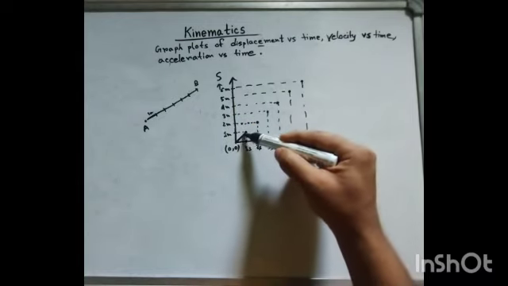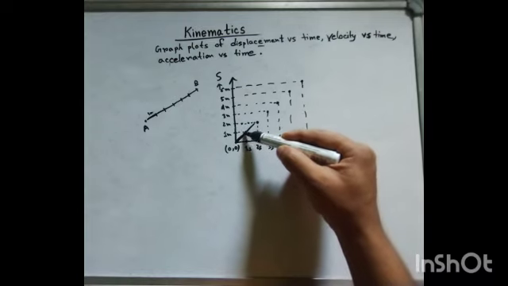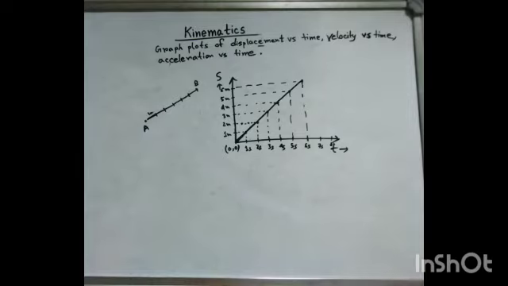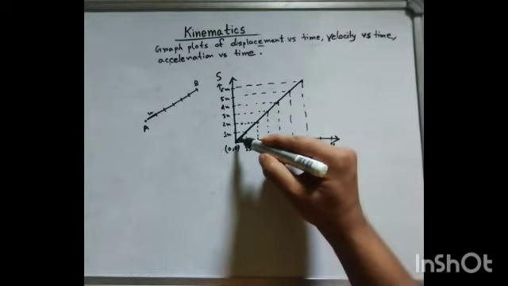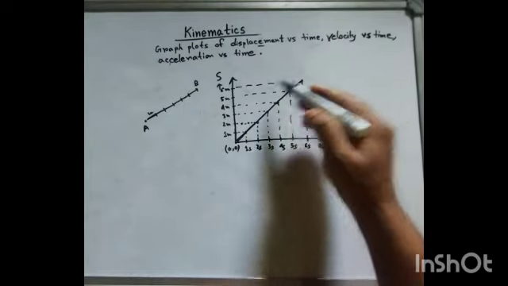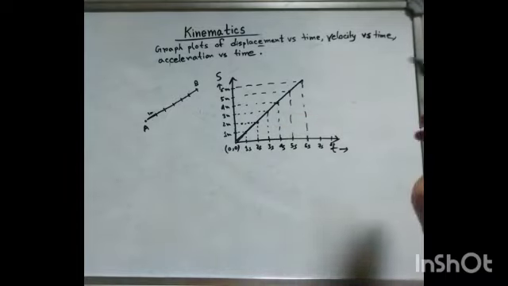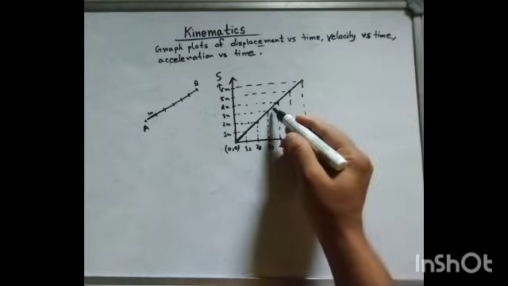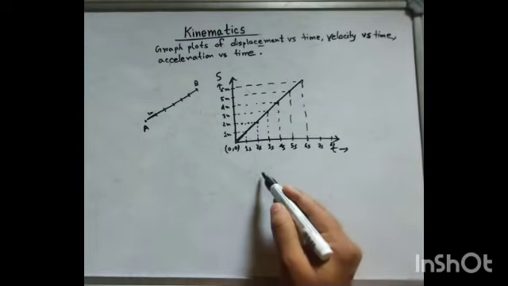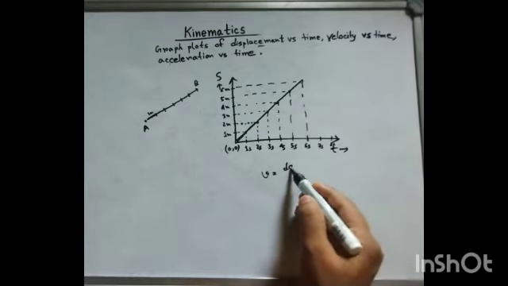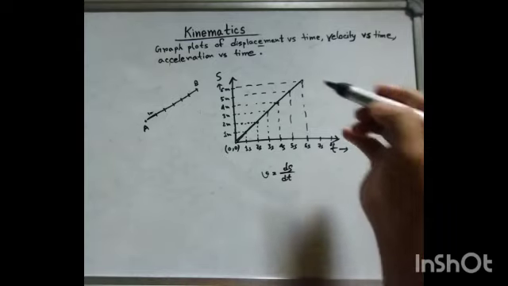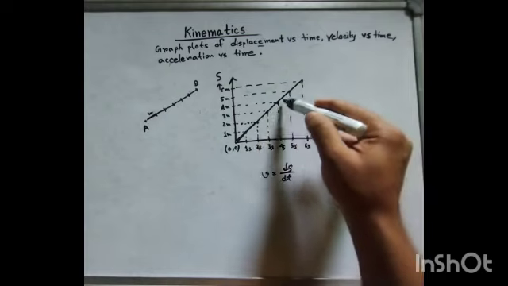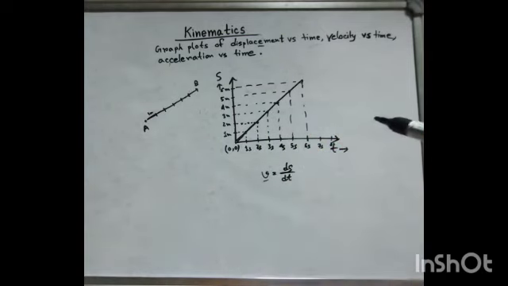So the graph will be like this. As I am moving with uniform velocity, the graph will be like this. So this is my displacement versus time graph. So in this graph, you know that v is equal to ds/dt. So from this graph, the slope of this graph will be your velocity.